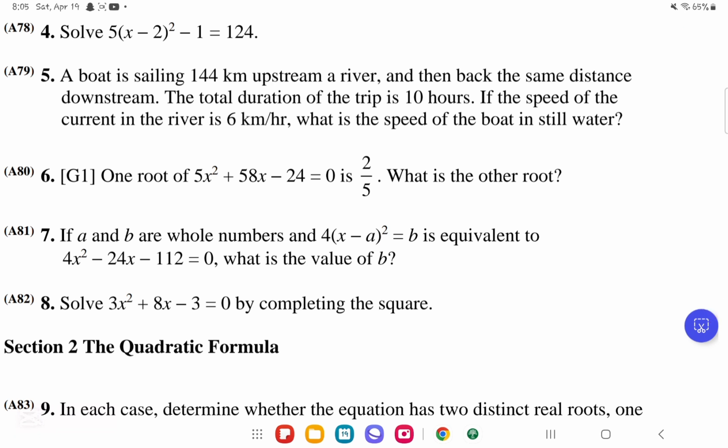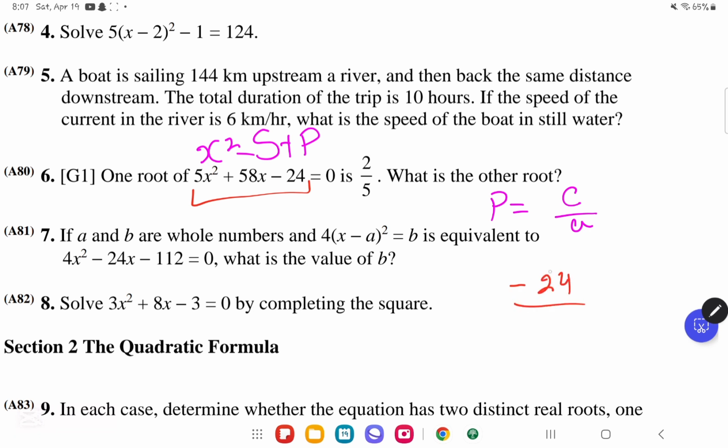You know that it's going to be x squared minus sum plus the product. And we know that the product is equal to c over a. To find the product, we take the value of c, which is minus 24, and put it over the value of a, which is 5. So minus 24 over 5 is equal to 2 over 5 times the other root. This is literally the simplest way to do it.